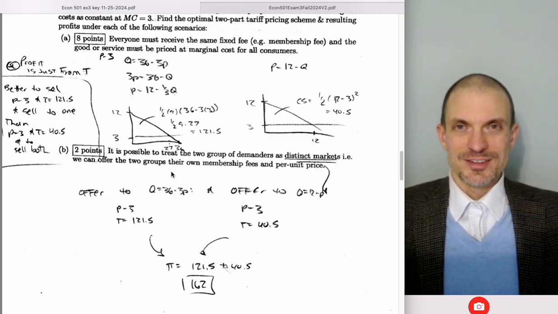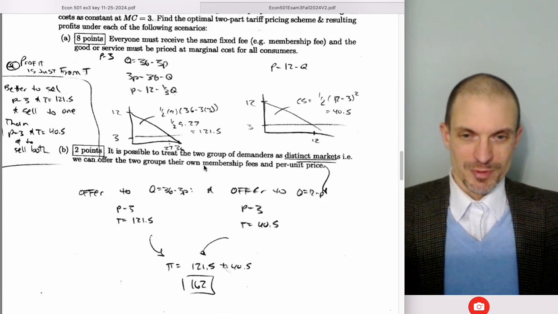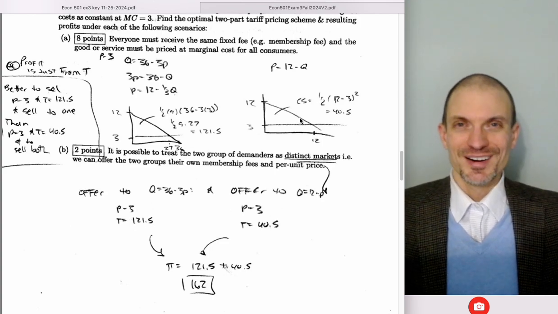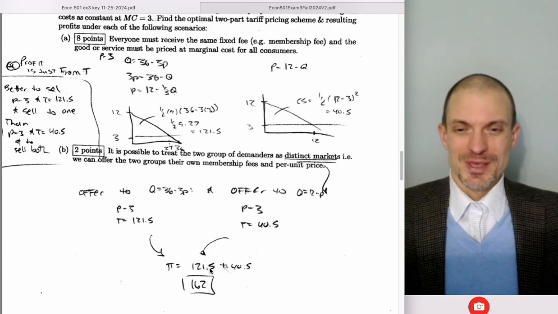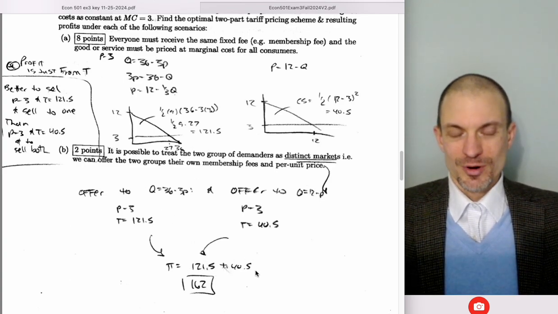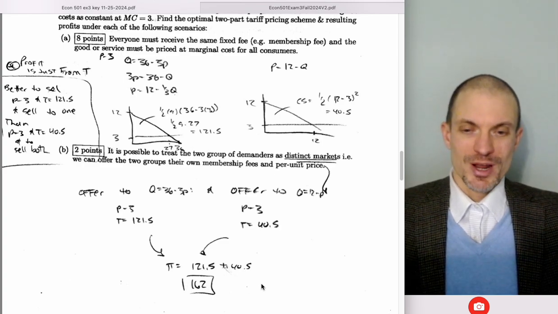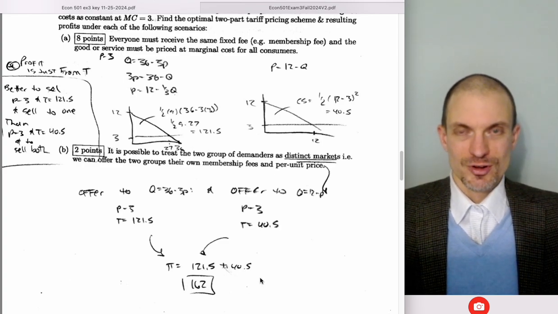Well, we have identical demanders within each of those markets, so we'll set price equal to marginal cost, and then we'll set the tariff equal to the resulting consumer surplus, which we already found up here. And so my profits are just going to be 121.5 for my most devoted demanders plus 40.5 for my least devoted demanders, which gives me 162 as my profits. My per unit profits are 0 because we're setting price equal to marginal cost.